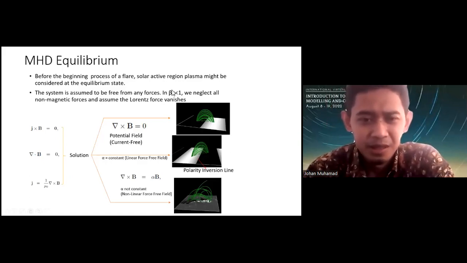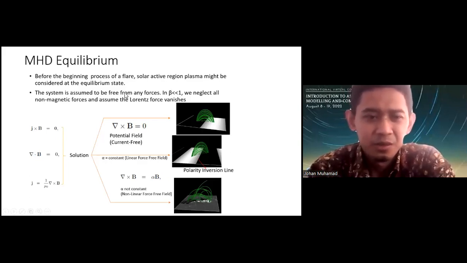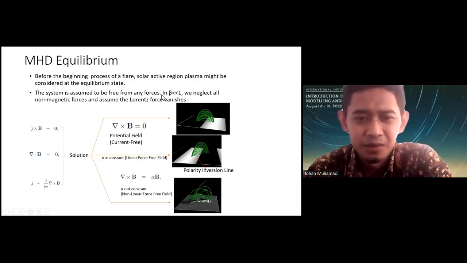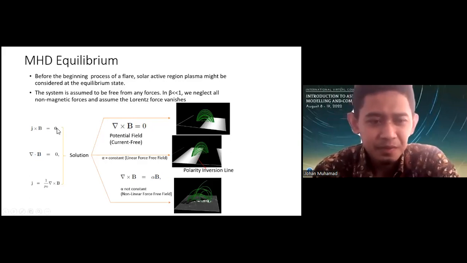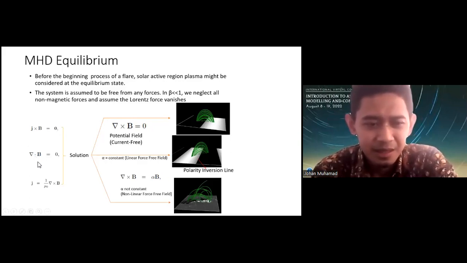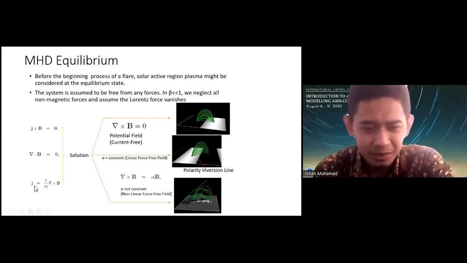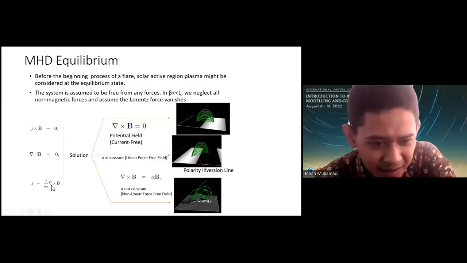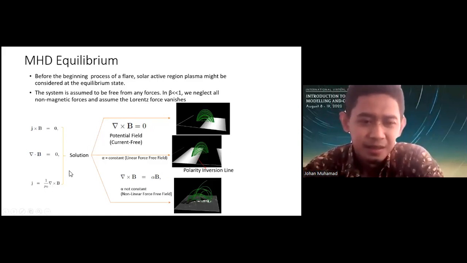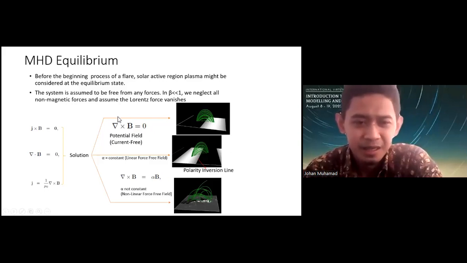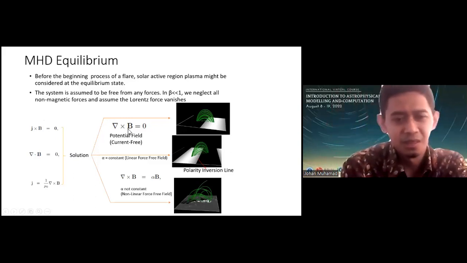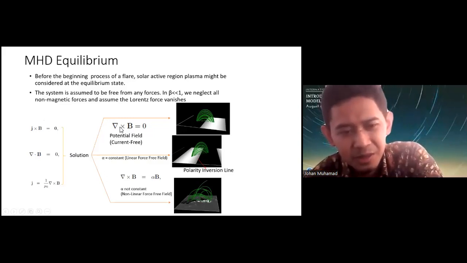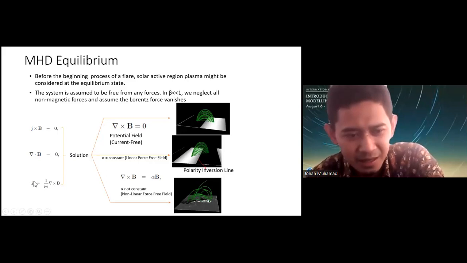In very small plasma beta and zero beta, we assume that there are no non-magnetic forces and that the Lorentz force vanishes. Lorentz force vanishing means that J cross B equals 0. And of course, we have this constraint, divergence B also equals 0, whereas J is the curl B. Then the solutions we can get for these constraints are three. The first one is the potential field. Potential field is very simple. The curl B becomes 0, which means that there's no current at all here.